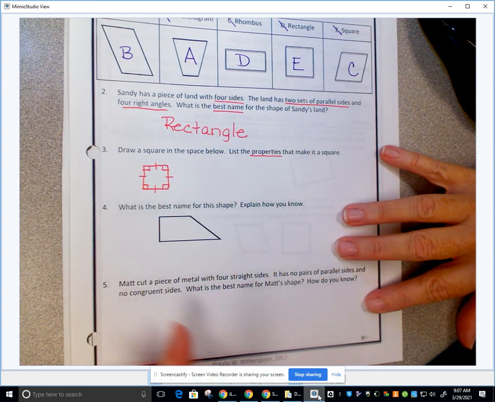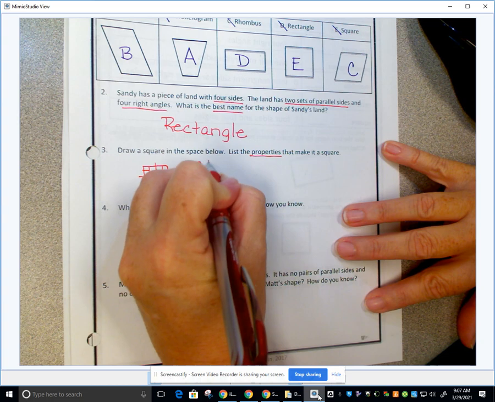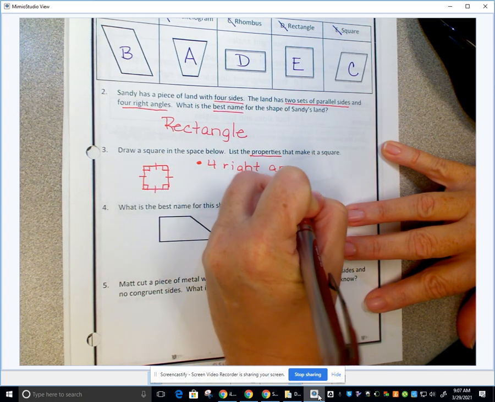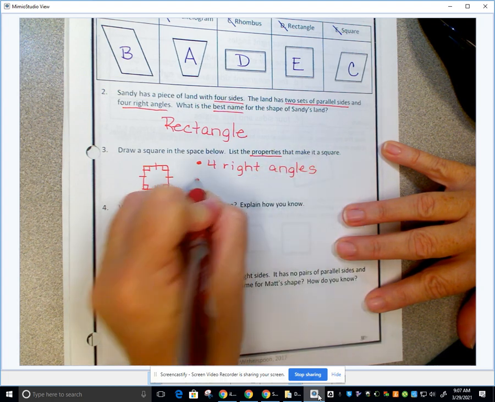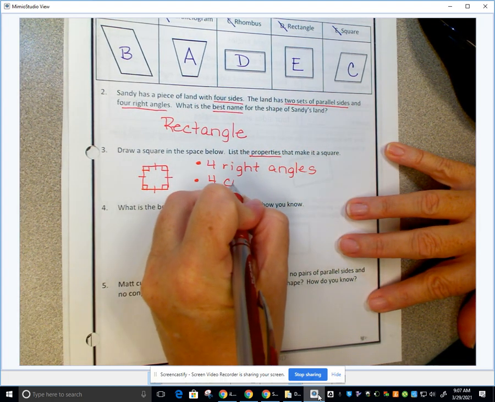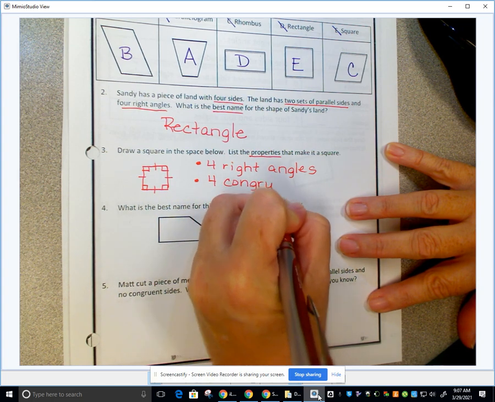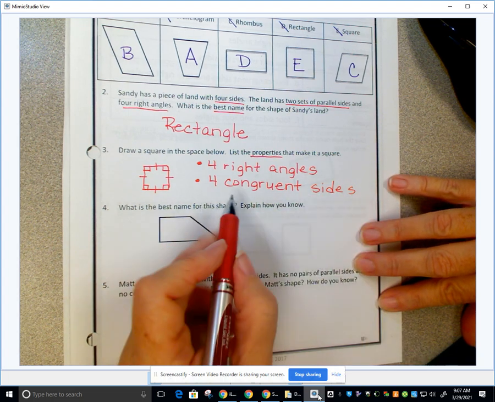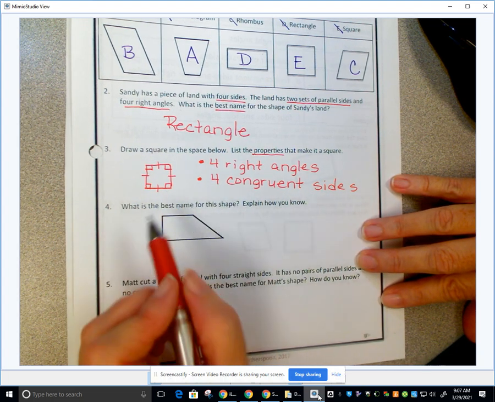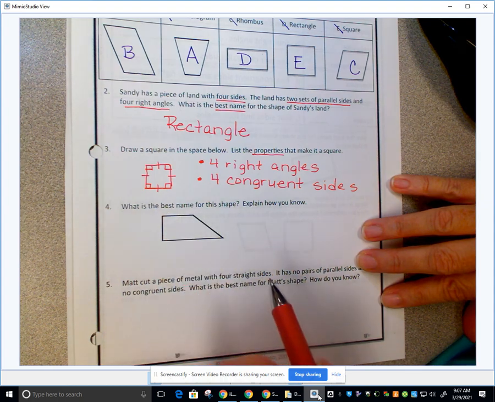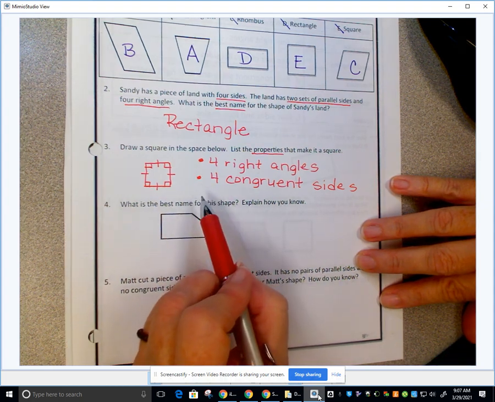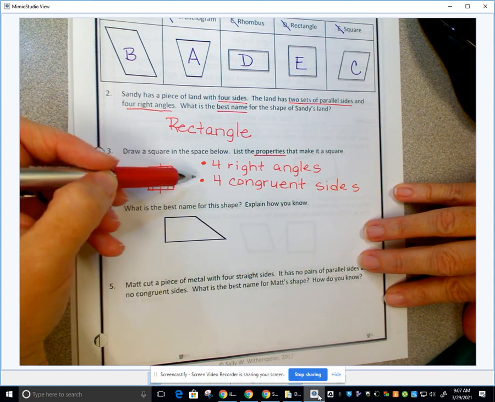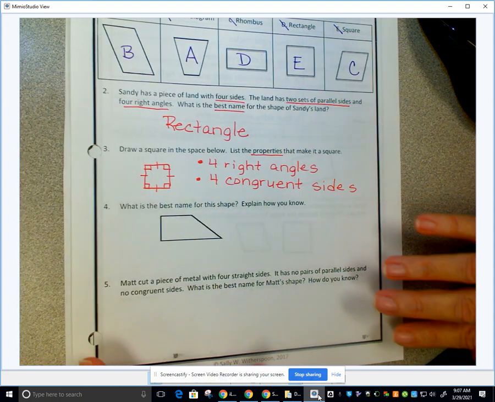So list the properties. I would say 4 right angles, and I would say 4 congruent sides. Or I would say 4 sides of equal length. That's the same thing. Now, I could go on and say it had 4 sides. I could say it had 2 pairs of parallel lines, but I'm wanting to stick with what a square is known for. This is what the square is known for.